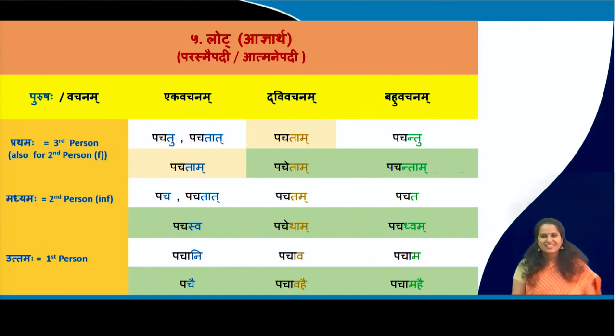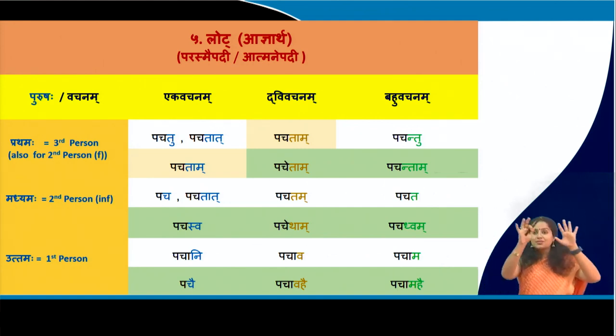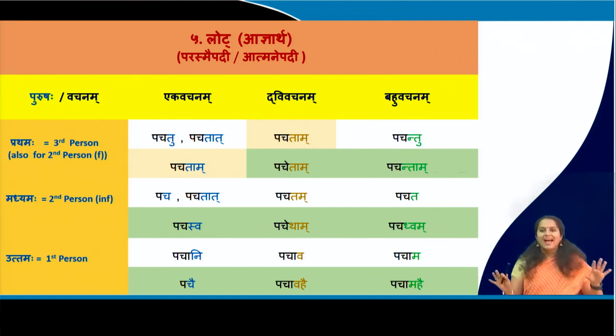And what I would suggest you do is that you have a big sheet and you put the lakaras all side by side. And mark the endings, and then you'll see across which blocks of conjugations there will be the similarities that will appear.